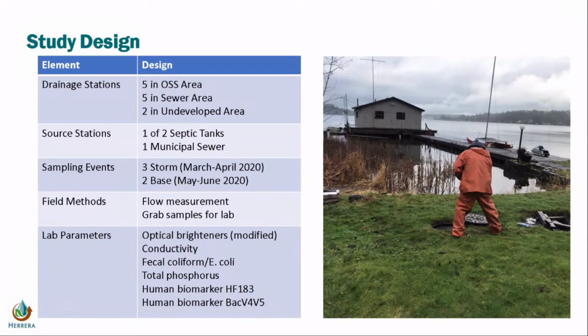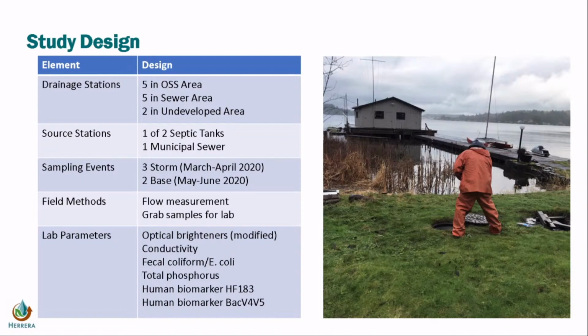The study design was to sample 5 drainages in the OSS area. These are 5 drainages that we intentionally selected where we found human biomarkers before, so we did not randomly select them. They are actually targeting known previously contaminated areas. And 5 more, not randomly, but we picked 5 drainage basins in the sewer area that had very different size of flow and basin size and were readily accessible by foot. The first study we did in 2017 was all by boat. This time we did it by foot.